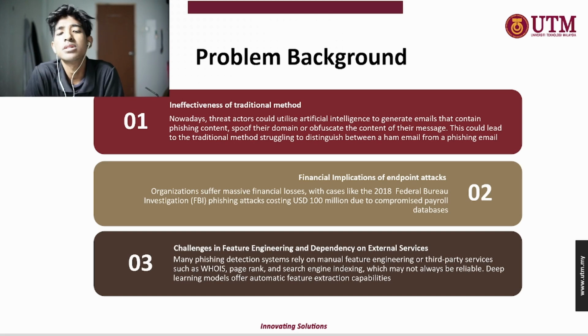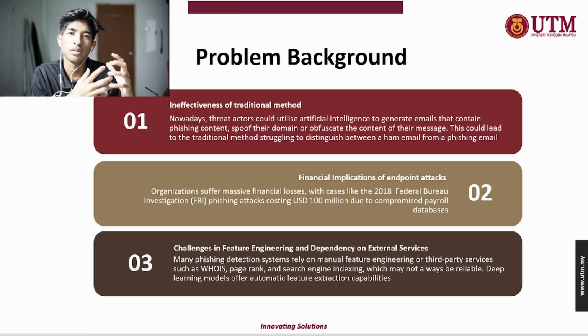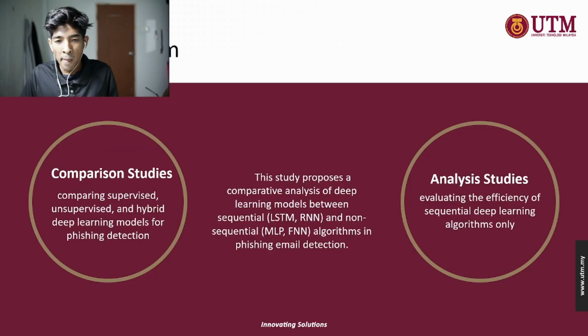And then last but not least, there's a challenge in feature engineering and dependency on external service. This is geared towards more machine learning, right? Many phishing detection systems really rely on manual feature engineering and or third-party services, which means they need an expert to predefine first what things can or cannot be considered as phishing attack. But the problem is the landscape is always changing, so they're not very dynamic to adapt to the current growth, the current landscape that exists in phishing. So they're kind of very static, right?